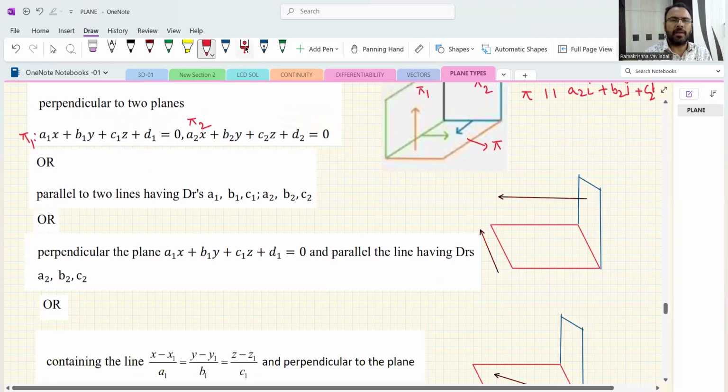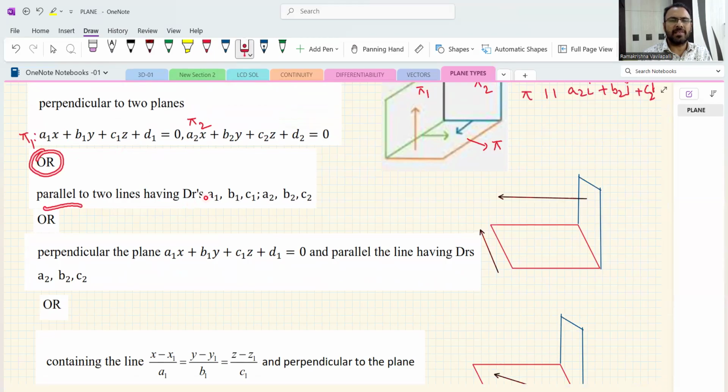Or the third combination is parallel to two lines having DRs A1, B1, C1 and A2, B2, C2. Parallel to two lines having DRs is nothing but that the plane is parallel to these lines, right? So this is the B bar vector and this is the C bar vector.